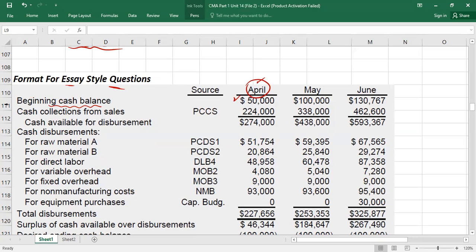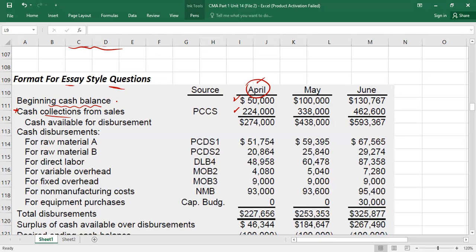Once the beginning cash balance is written, we will add here the cash collections, whatever inflows you have. You may have an inflow from the sale of a non-current asset. You may have an inflow as a collection from the customers. You may have an inflow as dividend receipts on the investment. Maybe you have received interest on your investment in bonds. Whatever cash collections are there for the month of April will be listed in the question, don't you worry. You have to pick the data and write it here in this format. Let's assume I have only one receipt, and it is 224,000.